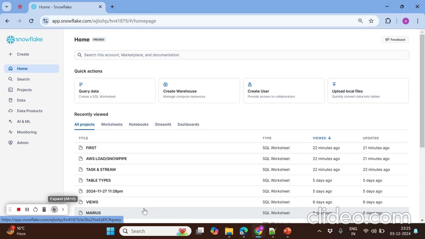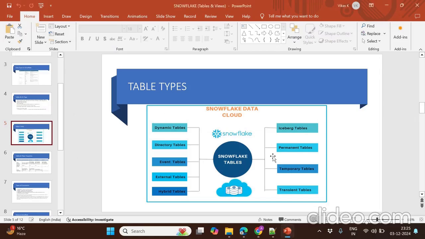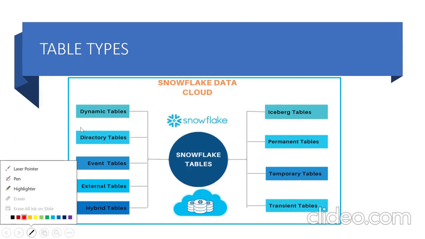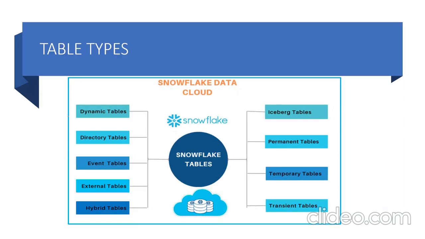Today we are going to talk about four major types of tables in Snowflake: permanent, transient, temporary, and external. But before that, let me quickly show you the types of tables we have in Snowflake. As you can see on my screen, we have 9 types of tables. Out of those, dynamic tables, directory tables, event tables, hybrid tables, and Iceberg tables we are going to discuss in upcoming videos.